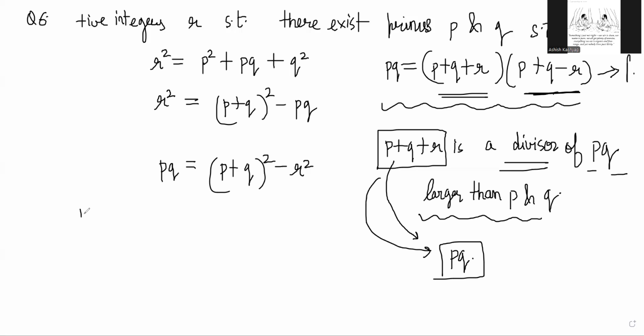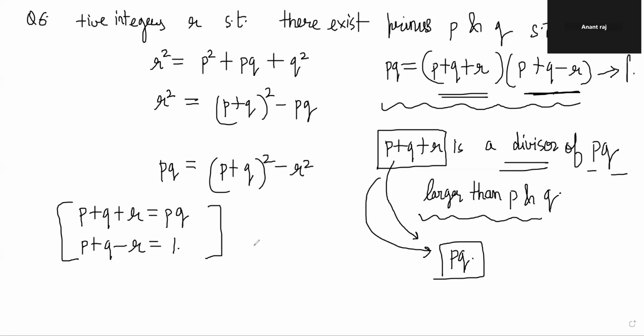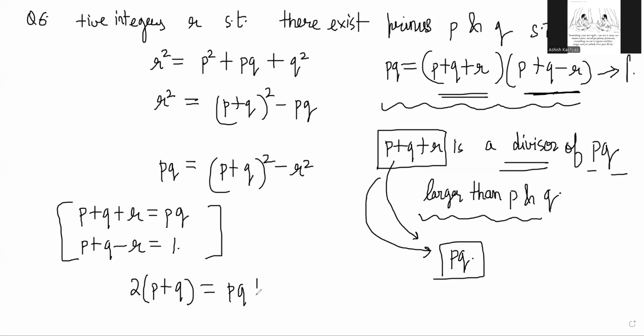Yes sir. So we are getting two equations. P plus Q plus R is PQ. We are getting P plus Q minus R is 1. Do you understand the logic of how? If you add these two, you will get 2 times P plus Q is equal to PQ plus 1. And now we will do the factorization method that you should know. It's called Simon's Favorite Factoring Trick.